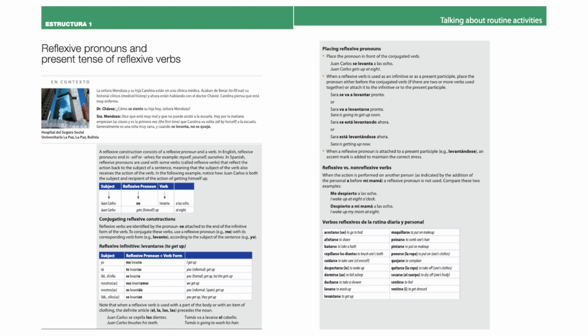etc. Okay. Now, know that when a reflexive verb is used with a part of the body or with an item of clothing, a definite article like el, la, los, and las precedes the noun. For example, Juan Carlos se cepilla los dientes. Juan Carlos brushes his teeth. Or Tomás va a levantarse el cabello. Tomás is going to wash his hair.